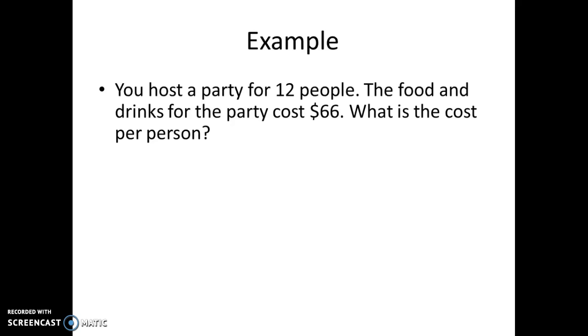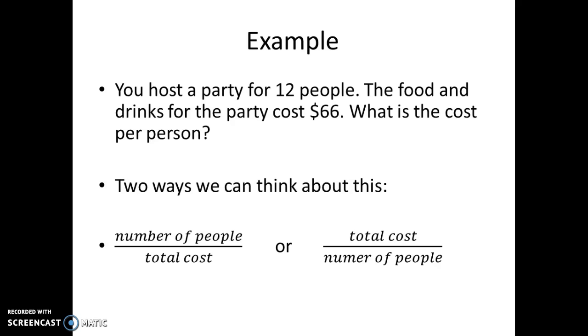So that kind of tells me that I'm going to be scaling down by something. There are two ways we can think about this. We can think about the numerator as the number of people and the denominator as the total cost, or we could think about the total cost as our numerator and the number of people as our denominator. Since it doesn't indicate in this problem which one needs to be on top, because I don't see the word "per" anywhere, we can pick and choose.